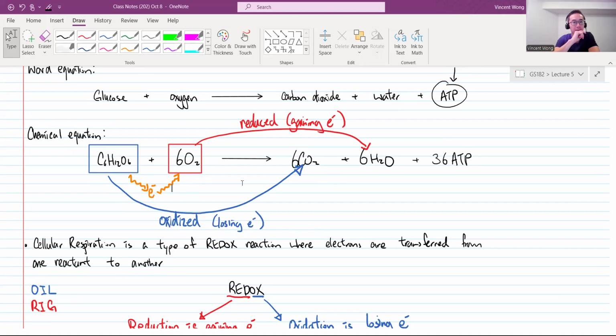Where do you get 36 ATP? Why is it 36? Well, excellent question. I can't tell you right now, but we will later, okay? Because it takes like an hour to explain, but you will understand by the end of Thursday. Okay, good question. Okay, great.